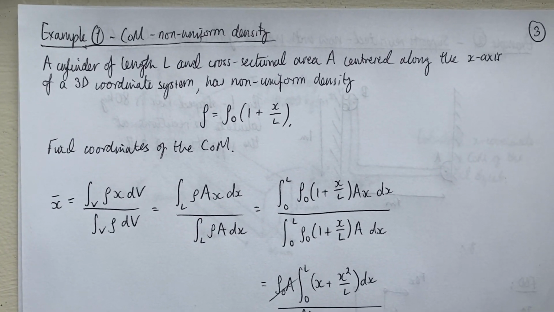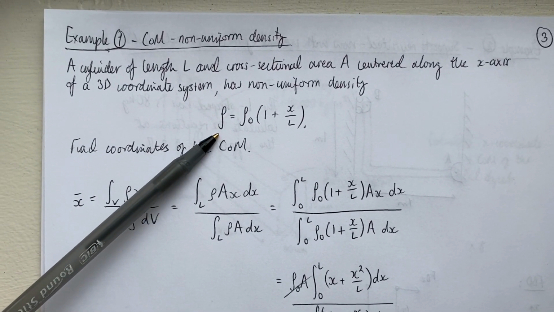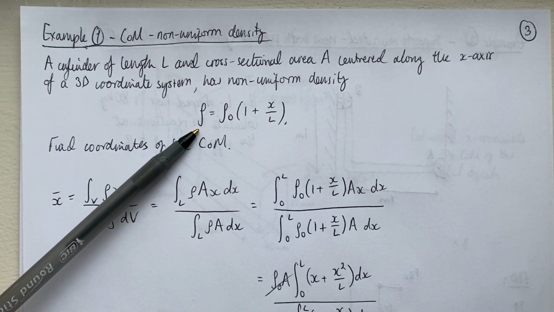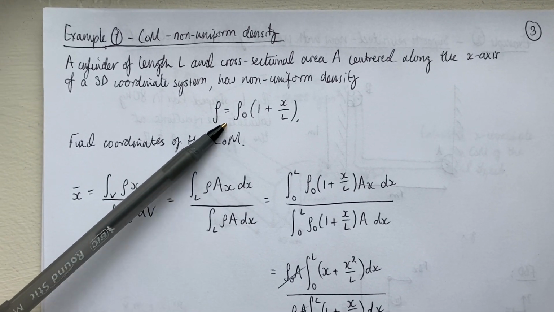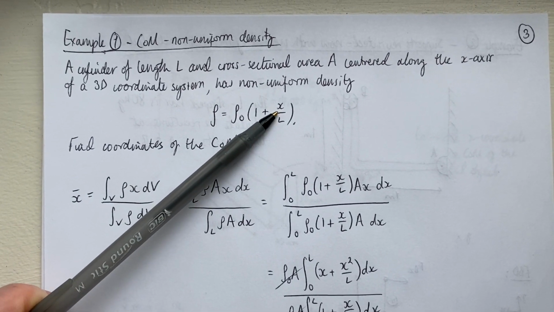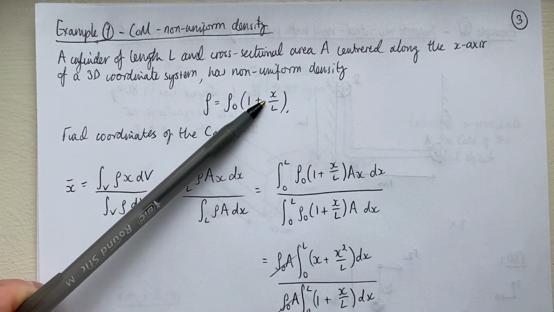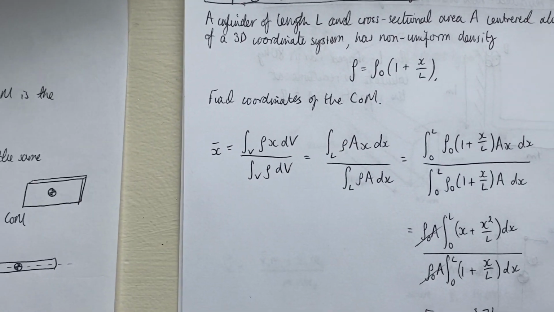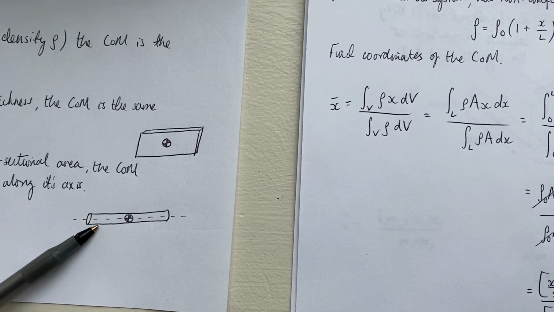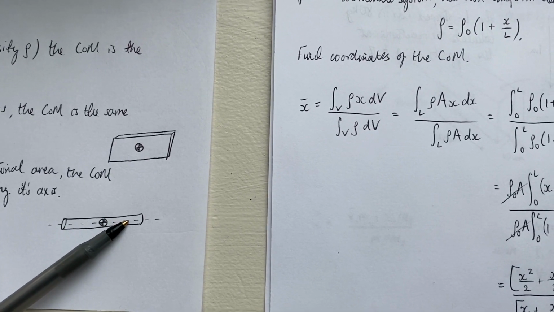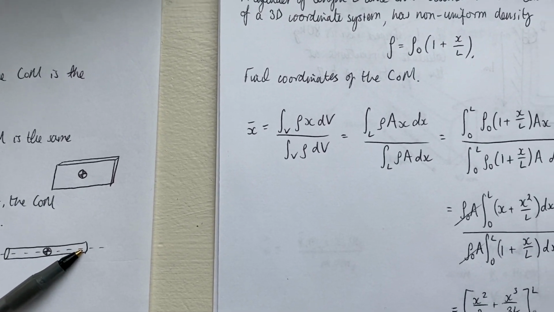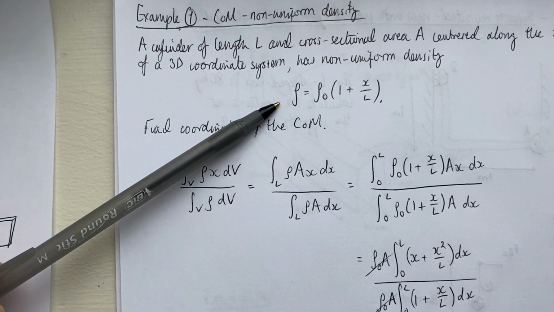But we have this non-uniform density. So the density of the bar, for whatever reason, depends on x, right? So it's a function of x. So as the bar goes along the x-axis, its density changes, and it changes according to this formula here.